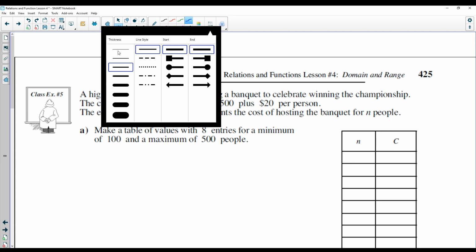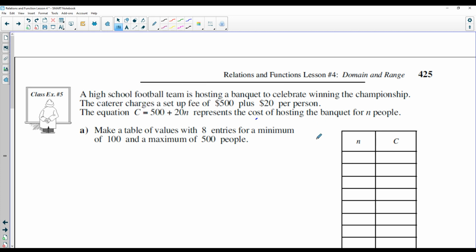Okay, sure. So let's start off with, it wants me to have a minimum. So n is the number of people at the banquet, so a minimum of 100. And then it wants me to go up to a maximum of 500 people. So let's just go up by 50s. So we'll go 100, 150, 200, 250, 300, 350, 400, 450, and it wants me to stop at 500.